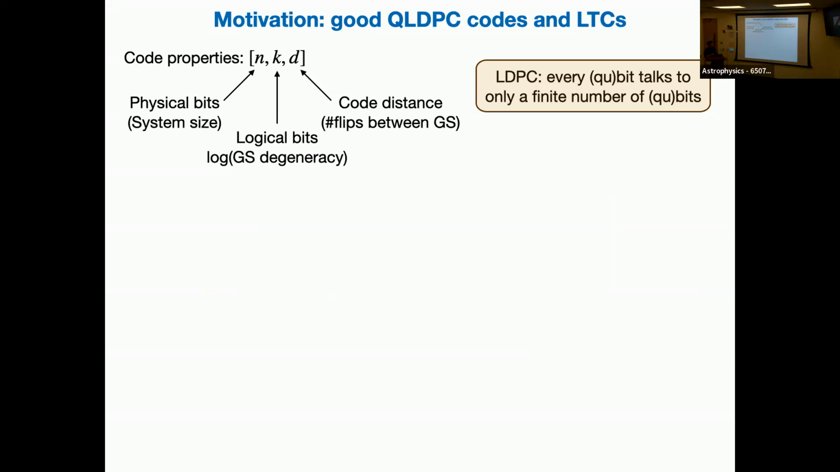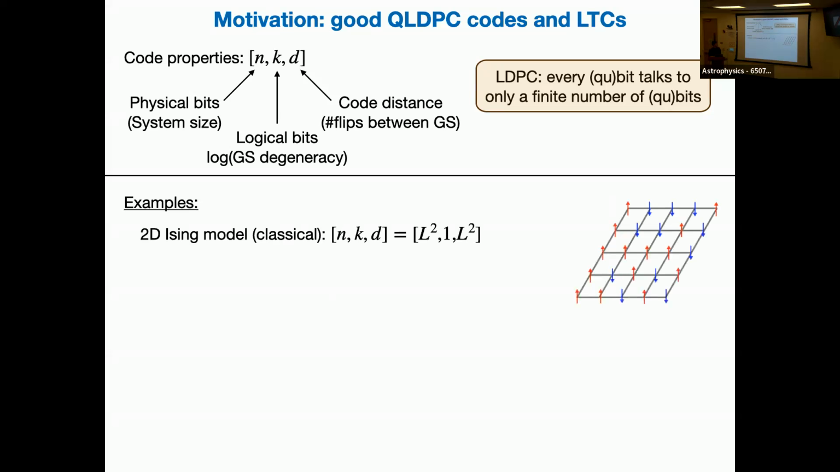And if I want to think of this as physics, I can also translate it: the system size is the number of bits. k, the number of logical encoded bits, is something like the number of ground states in the system, if I use some physical system to do this encoding in a low-energy ground state subspace. And the code distance is the number of bits I have to flip to go from one ground state to another. I'll be going back and forth between thinking of them as codes and as physical systems throughout the talk.